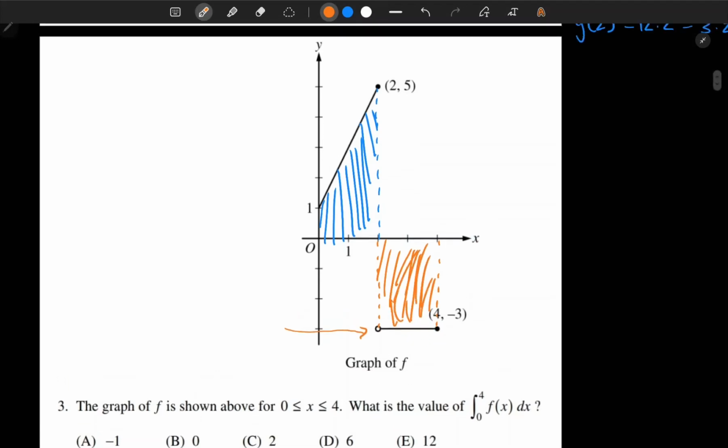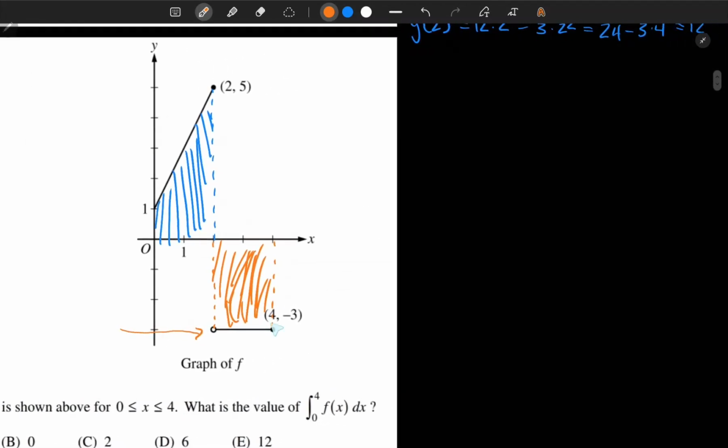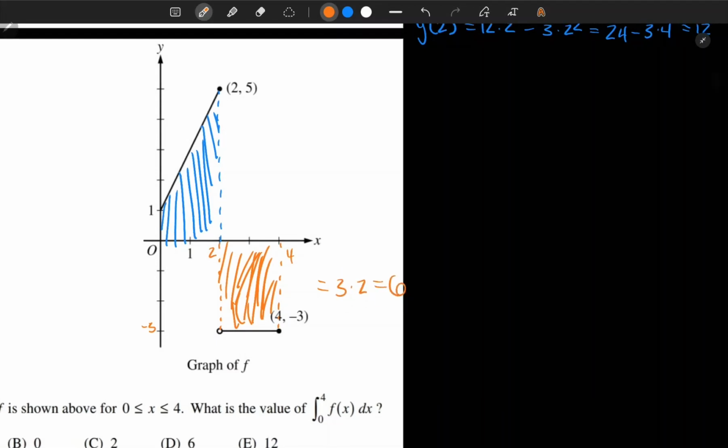All that matters is that you draw a line directly onto the x-axis and then you shade the region underneath this line. Then, computing the area of these two quantities, the orange area is easy to compute. It's just a rectangle. Specifically, it has side lengths of 2 and 3, because this goes down to negative 3, and this is 4, and this point here is 2. So we have a rectangle of side lengths 2 and 3. So we have that the area is 3 times 2, or 6.